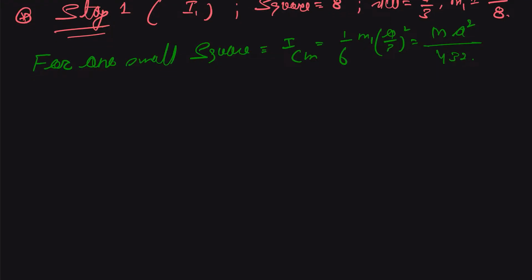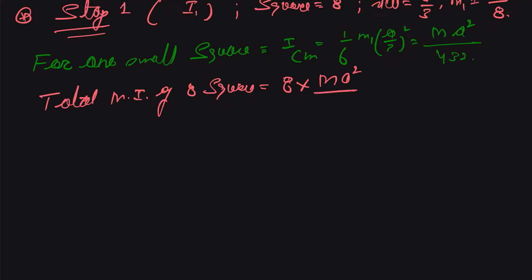Therefore we can say that the total moment of inertia of 8 squares, and this is only with respect to their own centers of mass, will be coming as 8 times ma square divided by 432, which gives us ma square by 54.